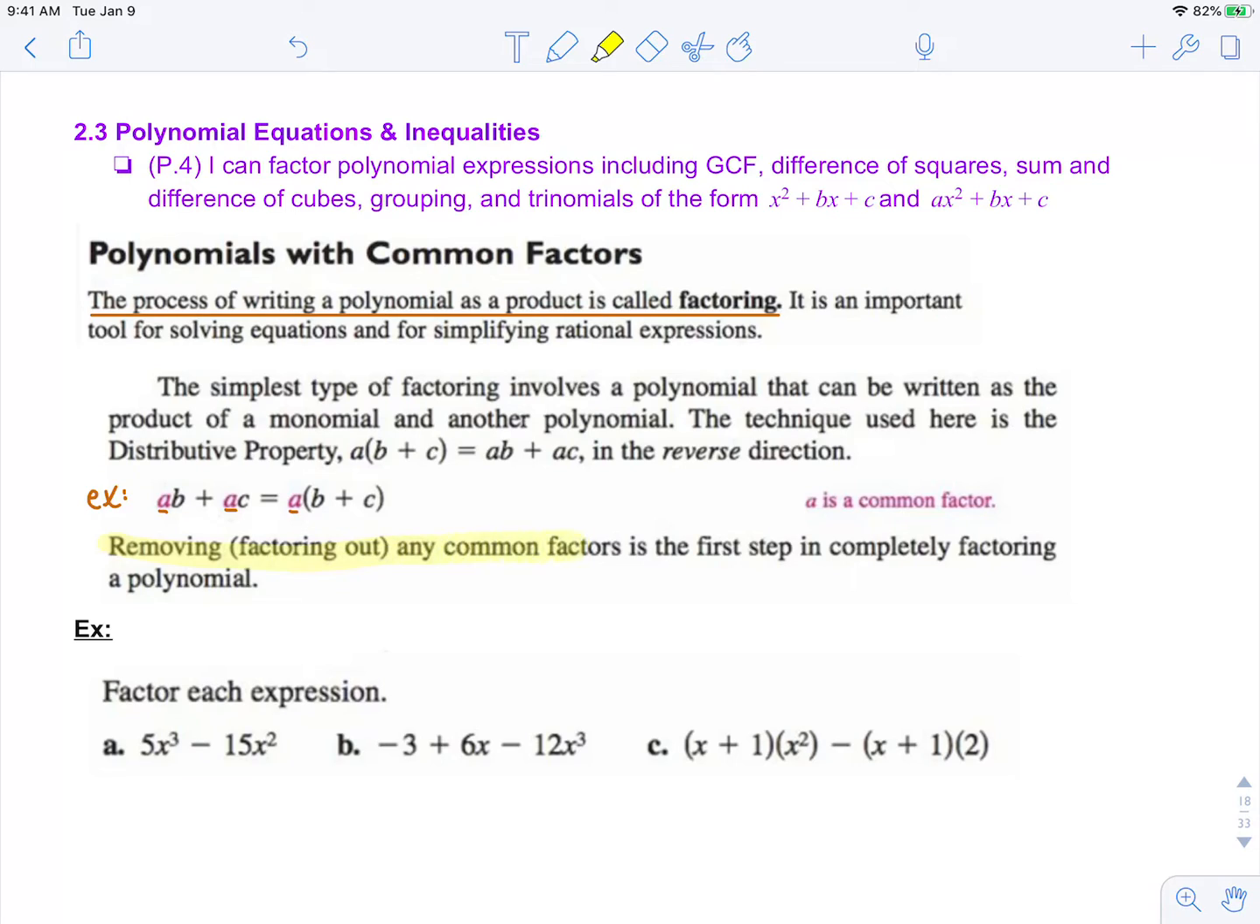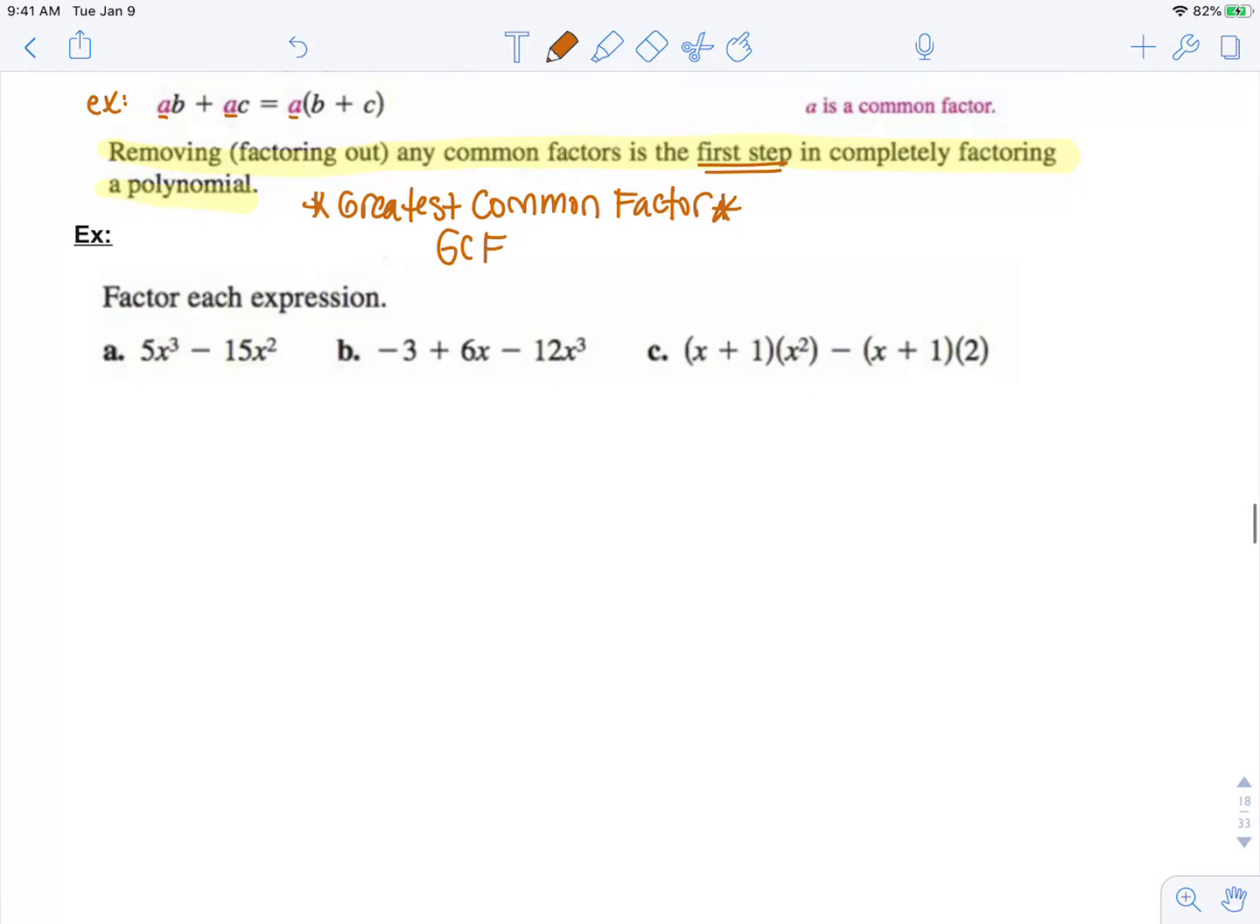Removing, factoring out any common factor is the first step in completely factoring a polynomial. So this is always your first step. And we usually call this factoring out the greatest common factor, or the acronym is GCF. So let's try a few together.